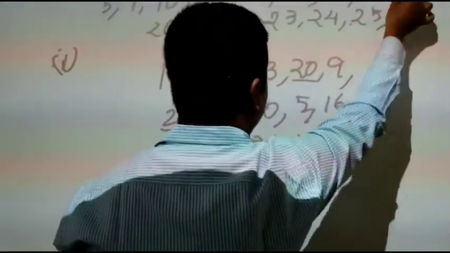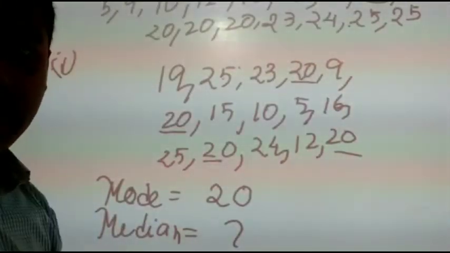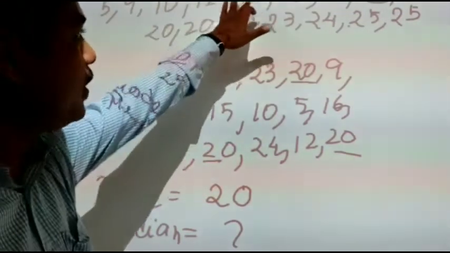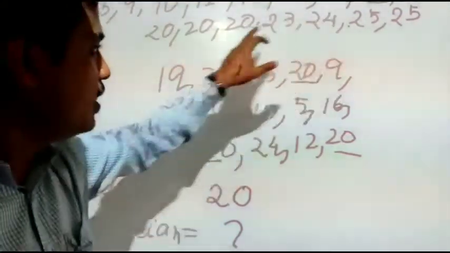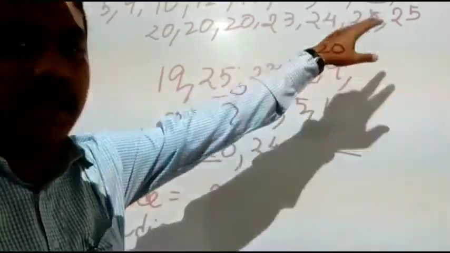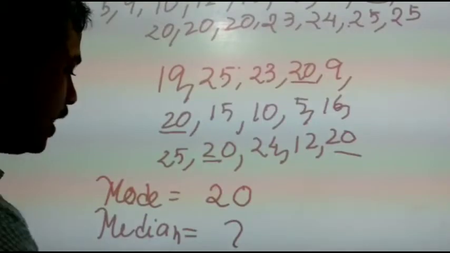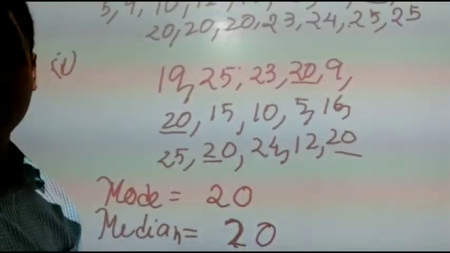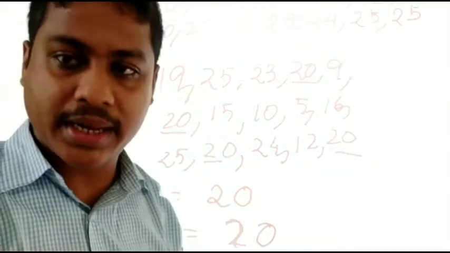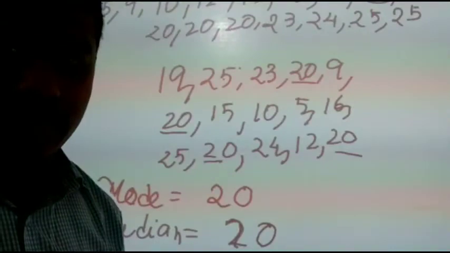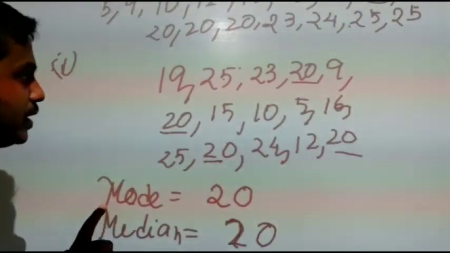So this 20, if I take it, you see 1, 2, 3, 4, 5, 6, 7 on the left hand side, and on the right hand side 1, 2, 3, 4, 5, 6 and 7. That means here your median will be 20. So this is how we need to find out the median. But there is one more way of finding out the median.